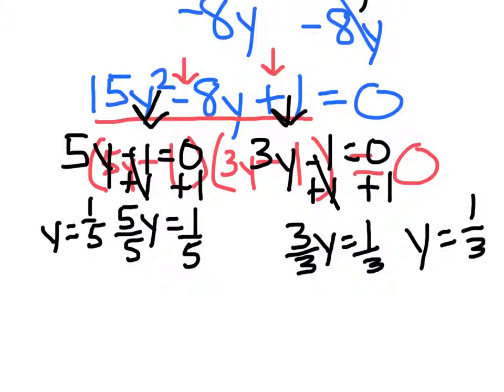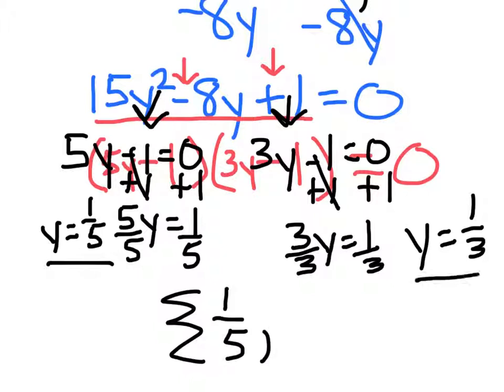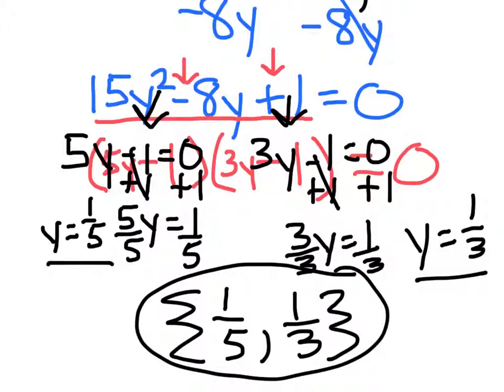So I'm going to put them in the braces, and I have y is 1/5 from over here, and I have y is 1/3 from over there. Okay, so these two numbers are the solutions to the equation above.